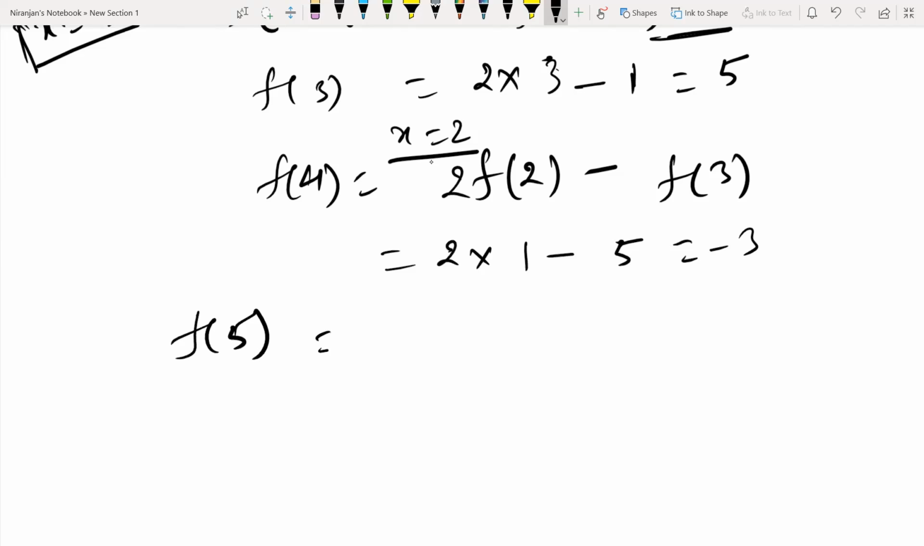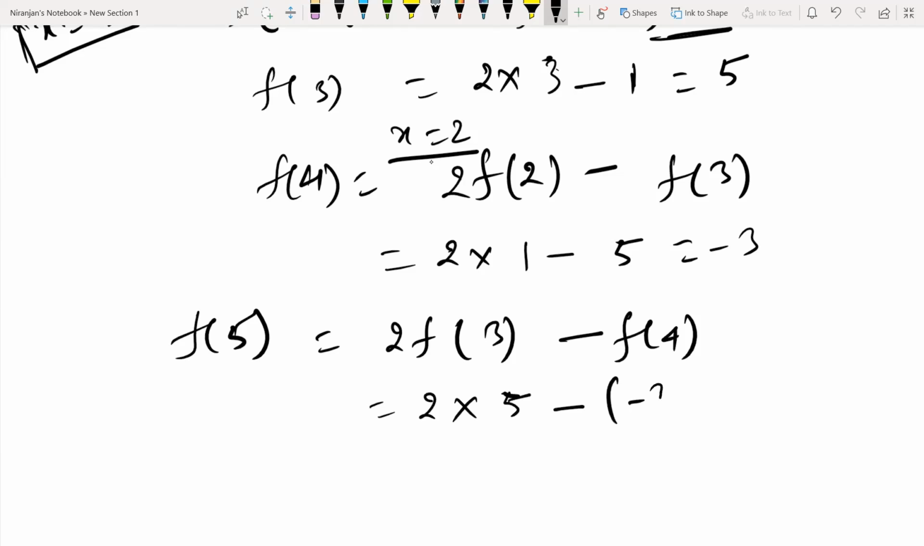My f of 5, that's exactly what we need to calculate. So you get 2 into f of 3 minus f of 4. What is f of 3, guys? 5 minus 3. So you get 13. Very good. So 13 is the answer. Any doubt in this problem? It's quite easy, just recursion and back substitution.